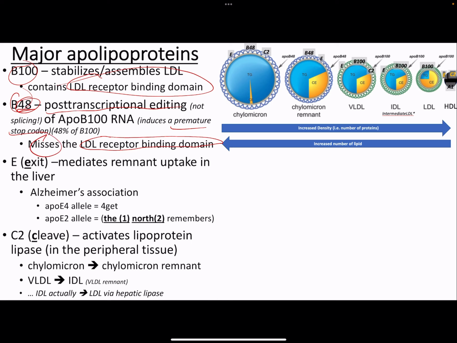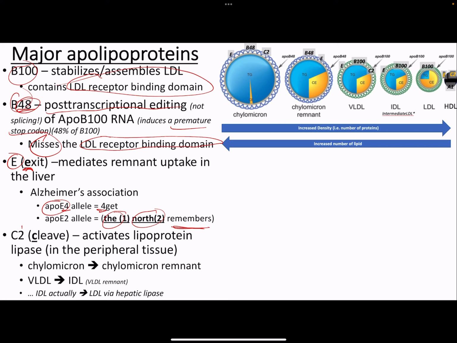And then we have apolipoprotein B100, apolipoprotein B48, and apolipoprotein E. I think of E for exiting. Exiting where? Exiting to the liver specifically. And this has an important association with Alzheimer's. So ApoE4, I always think of 4 as forget. And then ApoE2, it's kind of silly, but in Game of Thrones, they always say, the North remembers. Well, the North is 2 words, hence ApoE2, remembers, remembering. So ApoE4 is bad. If you have ApoE4, you're more likely to get Alzheimer's. ApoE2 is a good allele. You're less likely to get Alzheimer's.